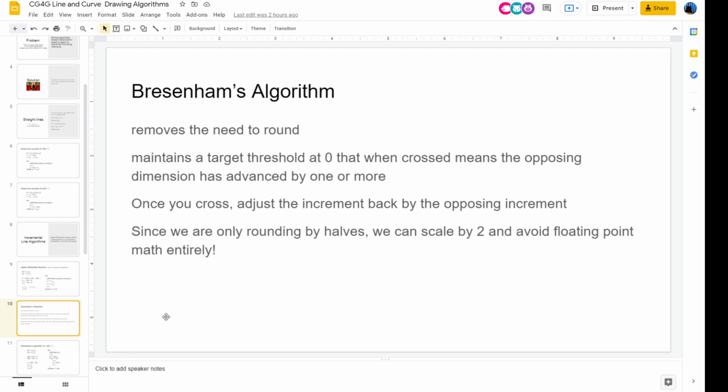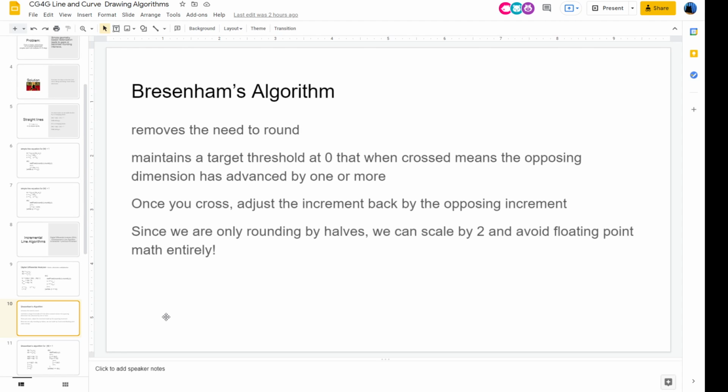After that, Bresenham came along. This is one of the pillars of computer graphics, I suppose, removing the need to round and making it all work in integer positions. The way it works is that you maintain a target threshold at 0. As you draw pixels according to orientation, you either cross that threshold, meaning you need to move up 1 pixel, or you don't cross it, meaning you just continue moving the way you're moving.